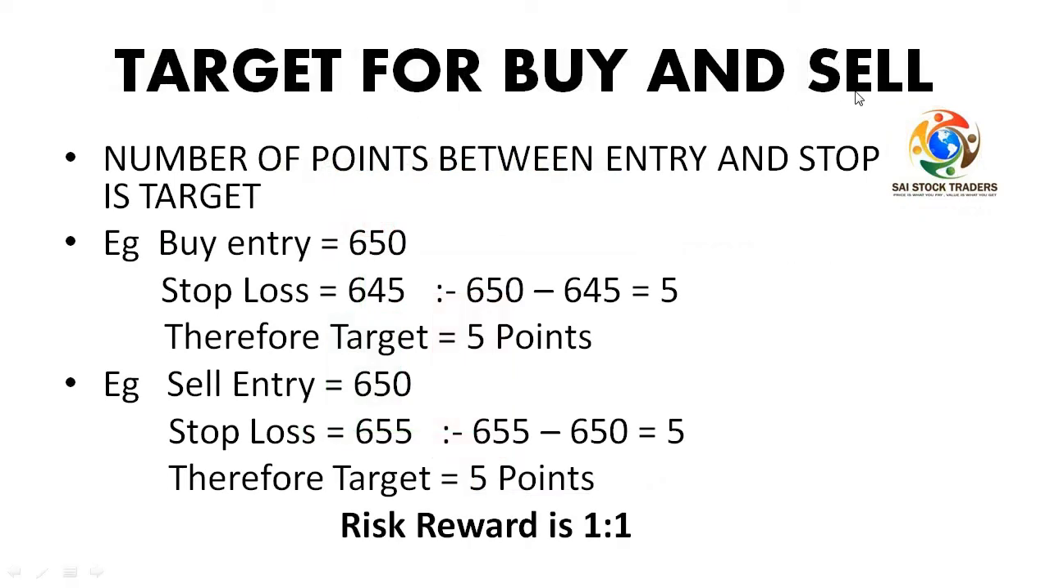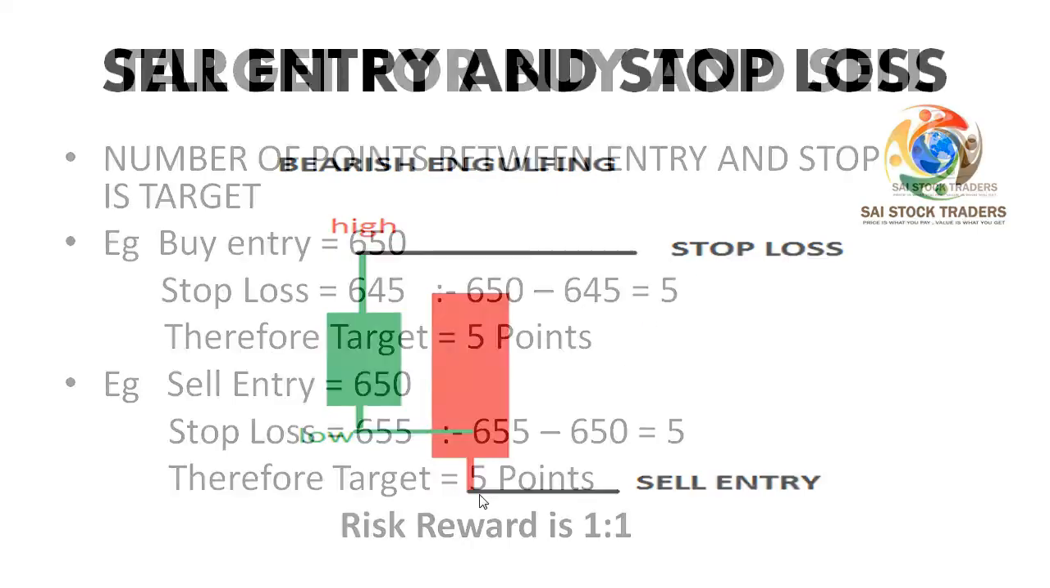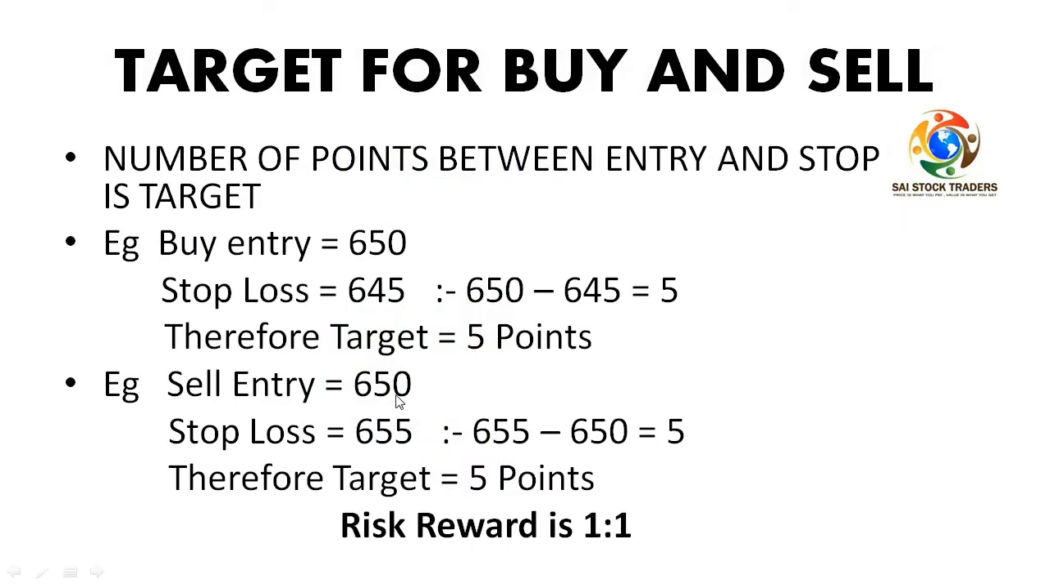The target for buy and sell orders is the number of points between entry and stop loss. See, this is our sell entry, and this is your stop loss. Let us assume the sell level is 650 and the stop loss is 655. Therefore the difference between these points is 5, right? So the target should be 5 points.